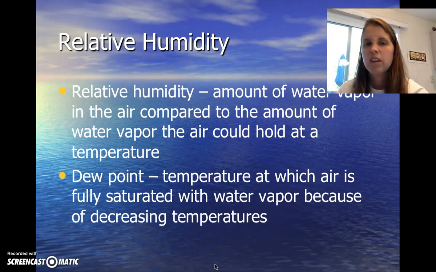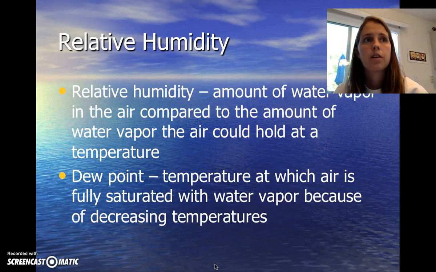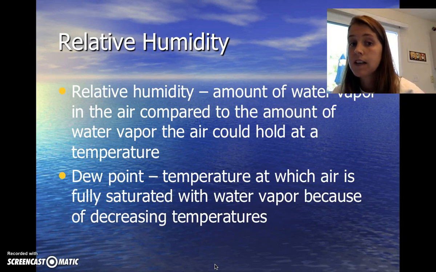Relative humidity. This is something you hear about a lot. This is the amount of water vapor in the air compared to the amount of water vapor the air could hold at a given temperature. So basically, when the air is completely saturated, you have 100% humidity because the air is completely maxed out and can no longer hold any more air. Whereas when you have very low humidity, the air could hold a lot more air, but it's not.